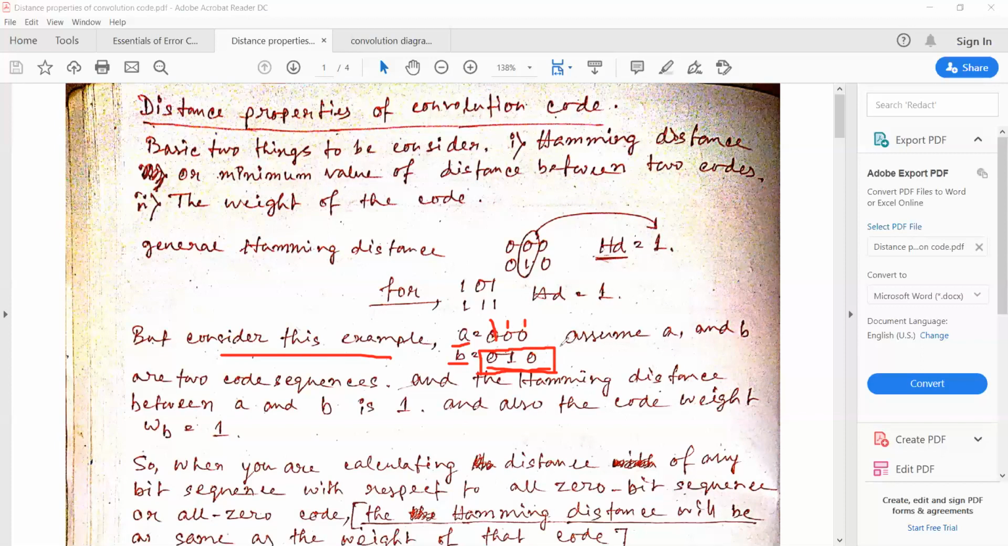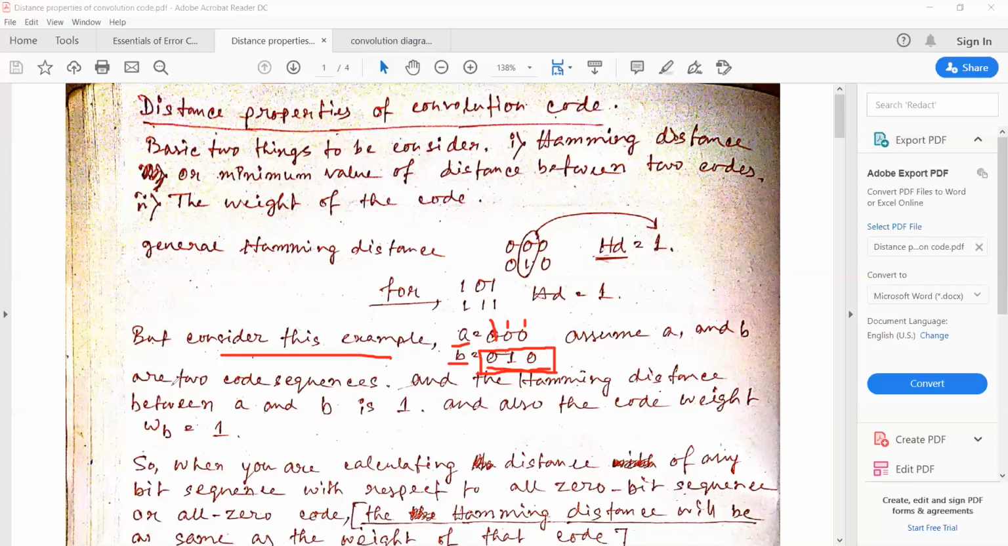So the Hamming distance between the all zero bit and any bit is equal to the weight of that code sequence. I'm just repeating it: whenever calculating the Hamming distance between the all zero bit and any bit, it will be equal to the weight of that any bit. Here I'm taking the all zero bit as 000, a 3-bit representation, and any bit as 010. The number of dissimilarities is 1, so the Hamming distance is 1.